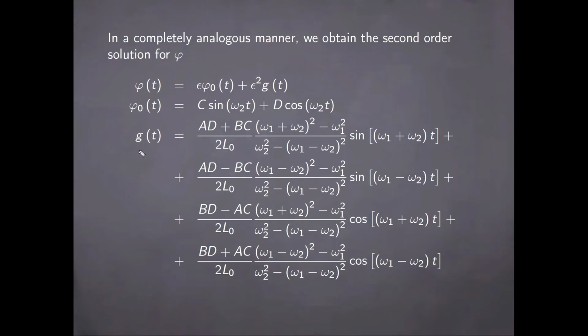So it's the same kind of calculation, very straightforward but a bit lengthy, which gives us, we know phi0 as a simple harmonic solution of the first order equation, and the function g is the one given here in terms of the equilibrium length of the system, the integration constants that are obtained from initial conditions, and the frequencies of the radial and harmonic motion.